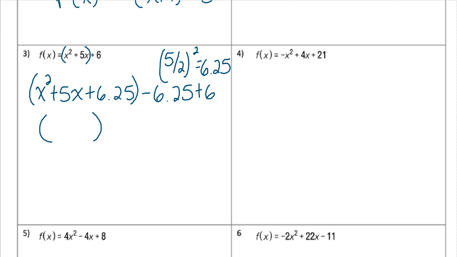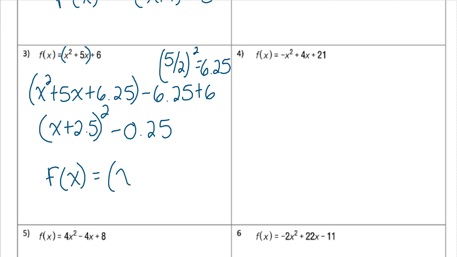Okay, so now I'm going to factor that perfect square trinomial by square rooting the 6.25. So again, use a calculator if needed, but the square root of 6.25 is 2.5. So it'd be x plus 2.5 squared would be the factor of that perfect square trinomial. And then when I simplify the outside, I have negative 0.25. So my vertex form in its final look is x plus 2.5 squared minus 0.25.